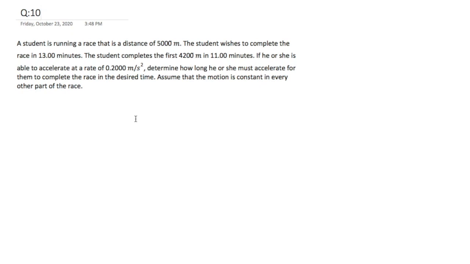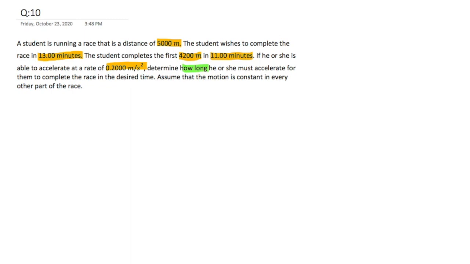So let's take a quick look at what's going on with this question in particular and why it has earned the esteemed distinction of being called the Dream Crusher. A student is running a race that is a distance of 5,000 meters. The student wishes to complete the race in a total of 13 minutes. The student completes the first 4,200 meters in 11 minutes. If he or she is able to accelerate at a rate of 0.2 meters per second squared, determine how long he or she must accelerate for them to complete the race in the desired time.